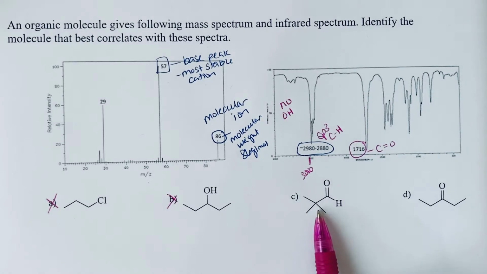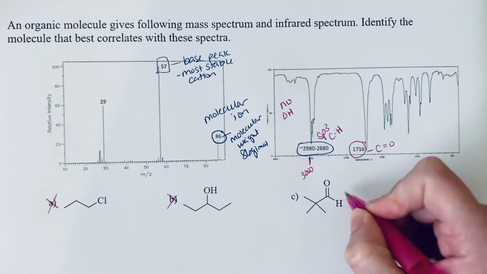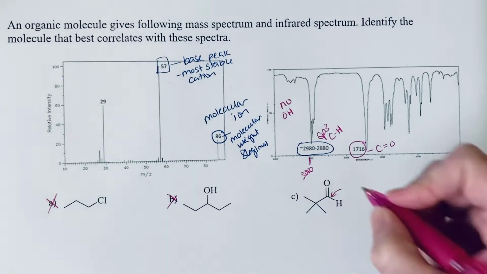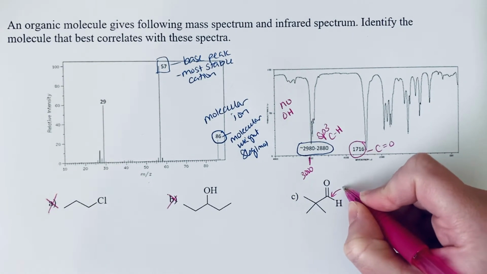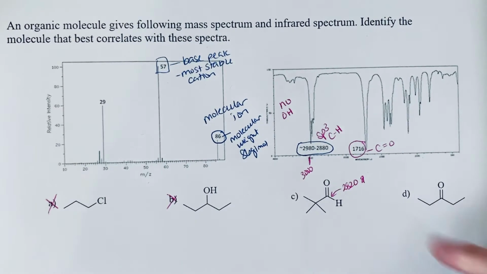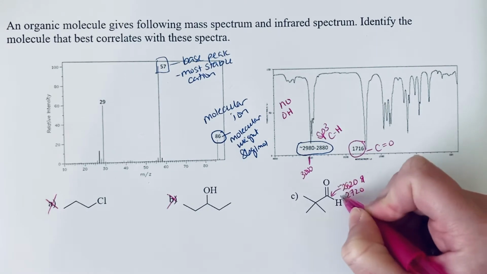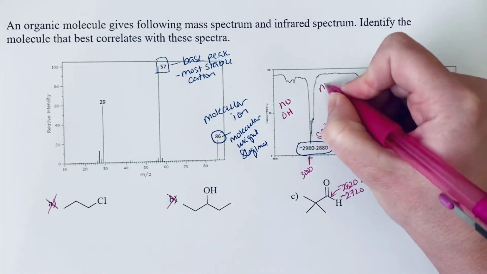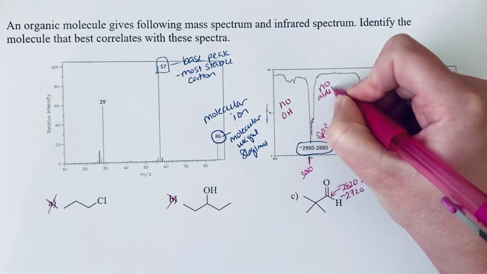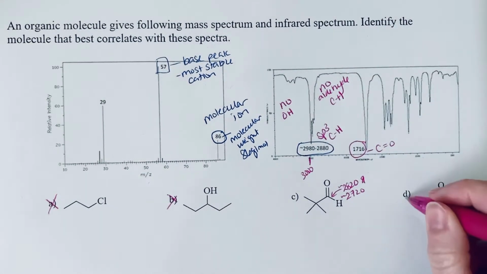So we've got an aldehyde and we have a ketone. This aldehyde CH would also appear in the infrared spectrum. You usually see two peaks somewhere around 2820 and 2720, approximately. And we don't see that. So I'm going to say no aldehyde CH. With this information, it's really looking like D.